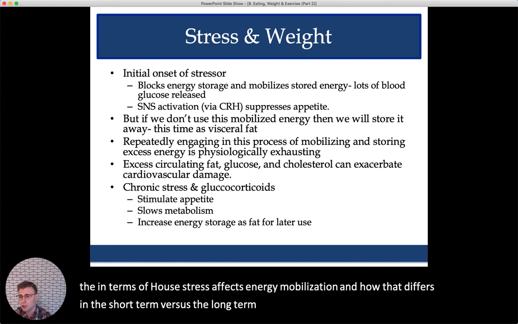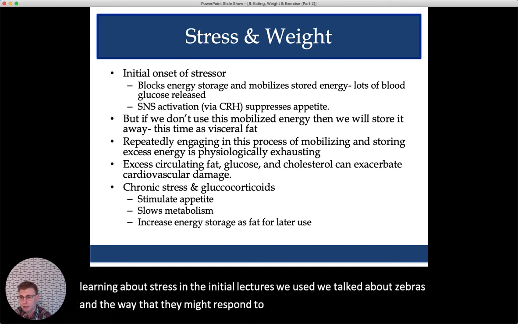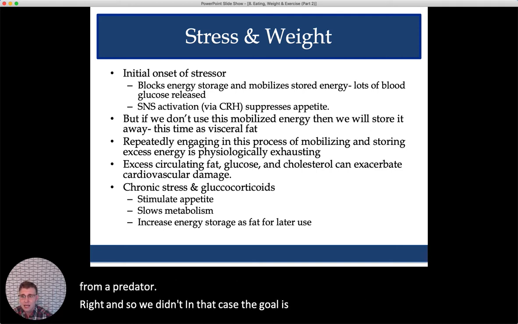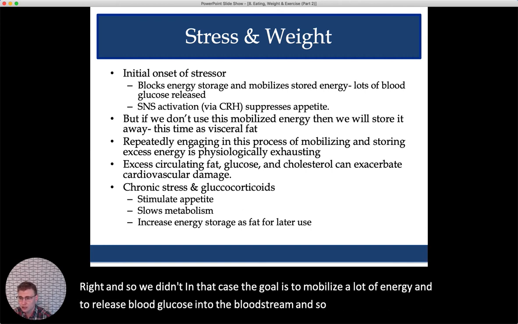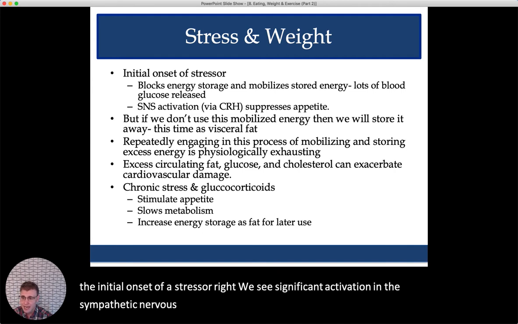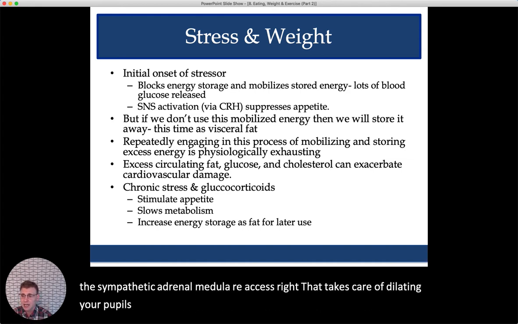And so when we first were learning about stress in the initial lectures, we talked about zebras and the way that they might respond to stress in order to get away from a predator, right? And so in that case, the goal is to mobilize a lot of energy and to release blood glucose into the bloodstream. And so this is what occurs at the initial onset of a stressor, right? We see significant activation in the sympathetic nervous system, particularly that SAM axis that we talk about, the sympathetic adrenal medullary axis, right? That takes care of dilating your pupils, getting your heart racing, getting your lungs going, getting you ready to cope with that initial threat.